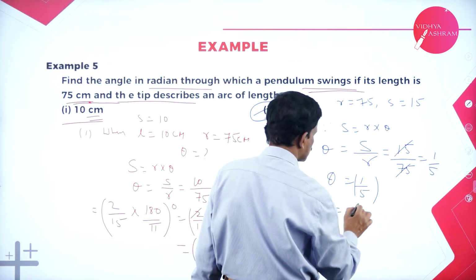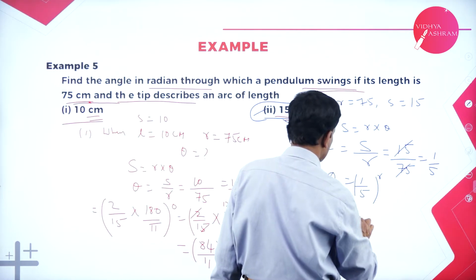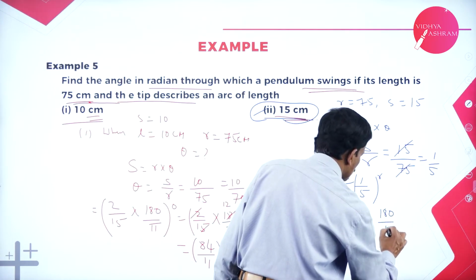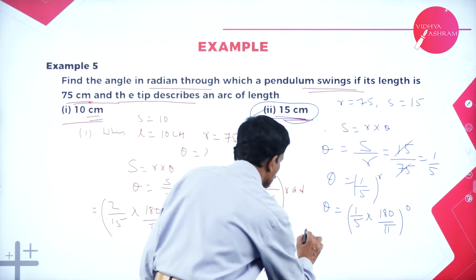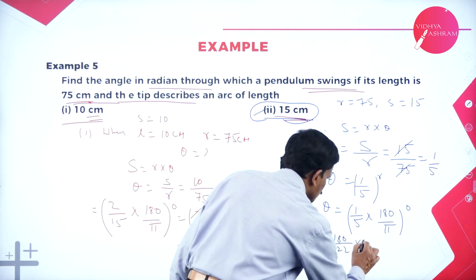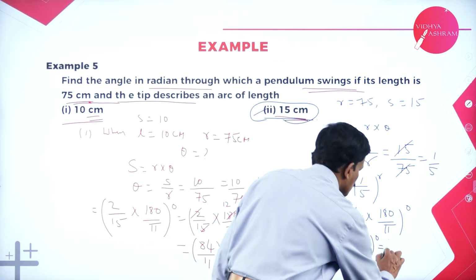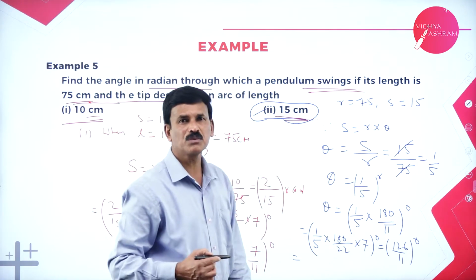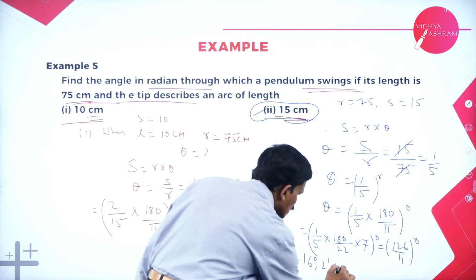Convert this into degrees. This is in radians, so it is 1 over 5 into 180 divided by pi degrees. This is nothing but 1 by 5 into 180 divided by 22 by 7 degrees. Simplify this, and this is equal to 126 by 11 degrees. After simplification, the answer we get is 16 degrees, 2 minutes, 11 seconds.